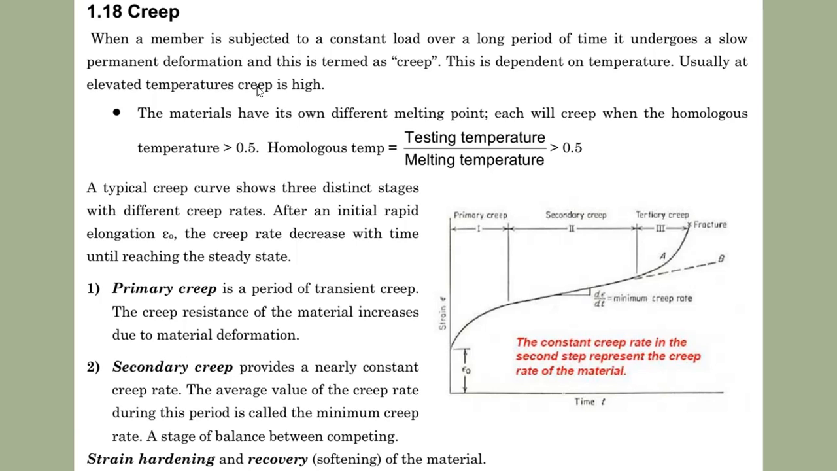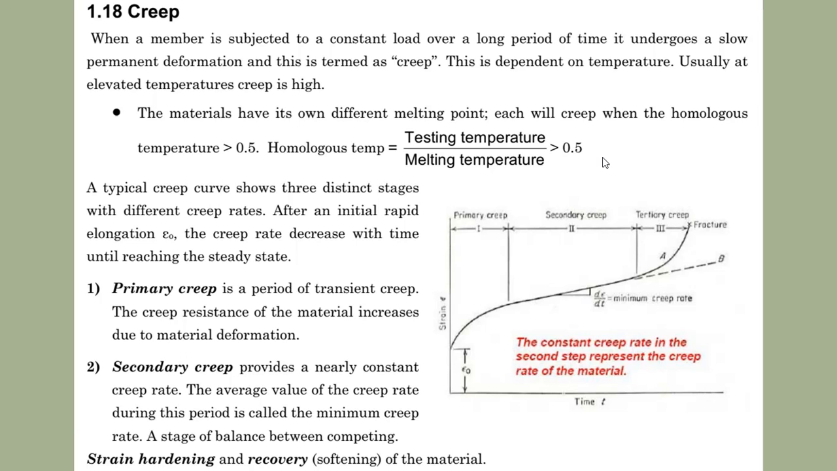Usually at elevated temperature, creep is high. Each material has its own different melting point. A material will creep when the homologous temperature is greater than 0.5. Homologous temperature is equal to testing temperature divided by melting temperature, which is greater than 0.5. That is, the testing temperature should be greater than half of the melting temperature.